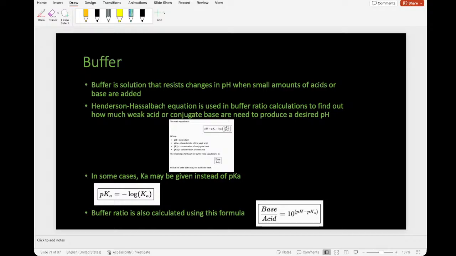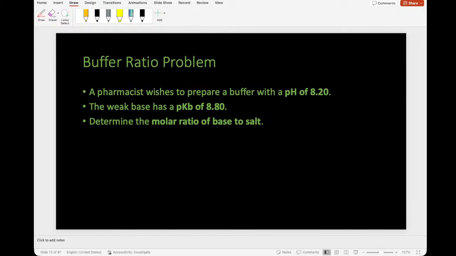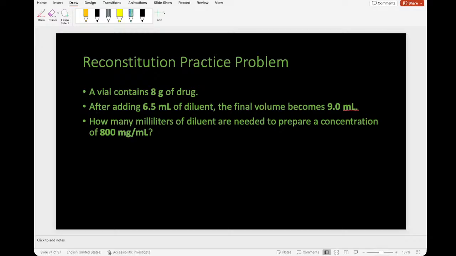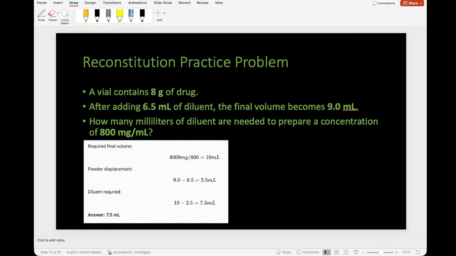So it's usually base over acid. And then in some cases, they may just give you Ka instead of pKa. So you would have to figure out a pKa by doing the negative log of Ka. And then you can also calculate buffer ratio using this formula, which is 10 to the exponent pH minus pKa. So here are some questions. You guys can take a look at that. Reconstitutions, yes, this is a reconstitution practice problem you can use.